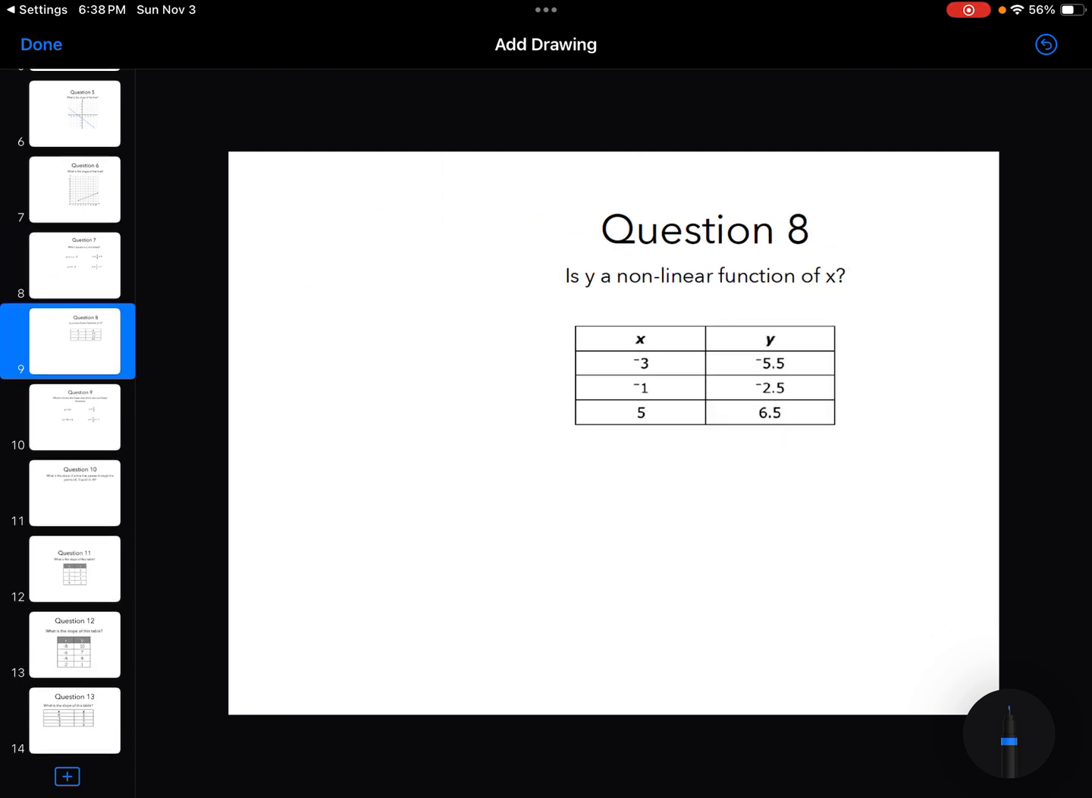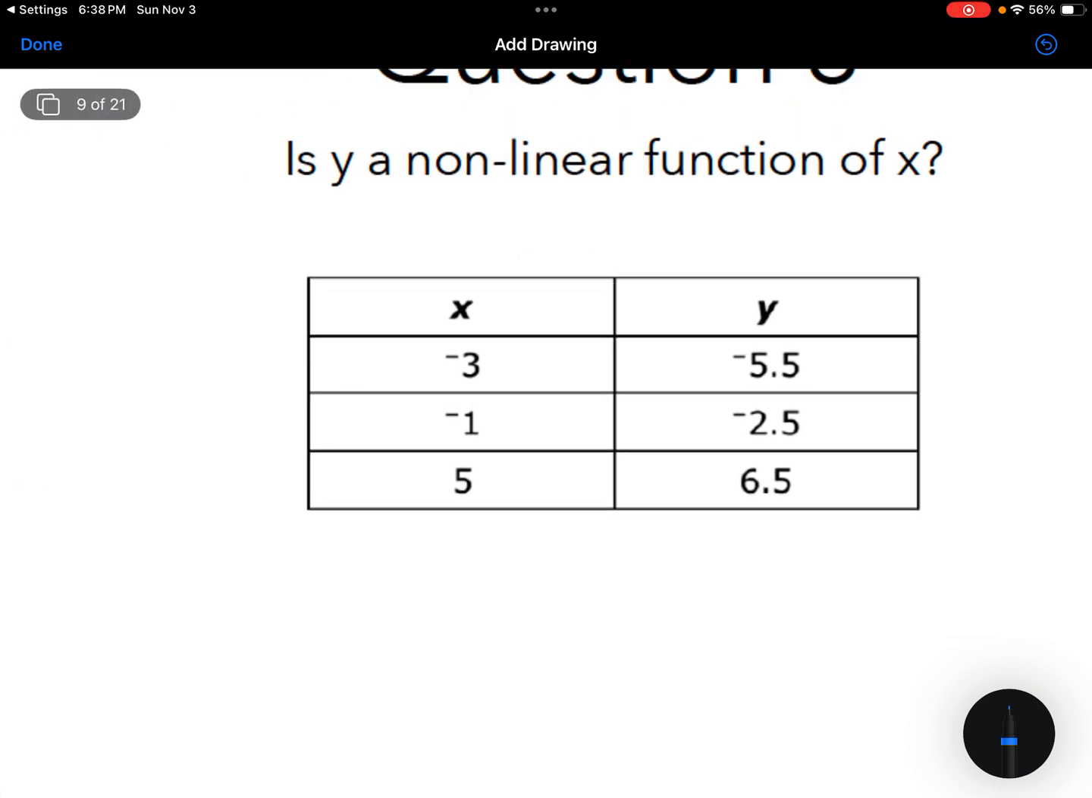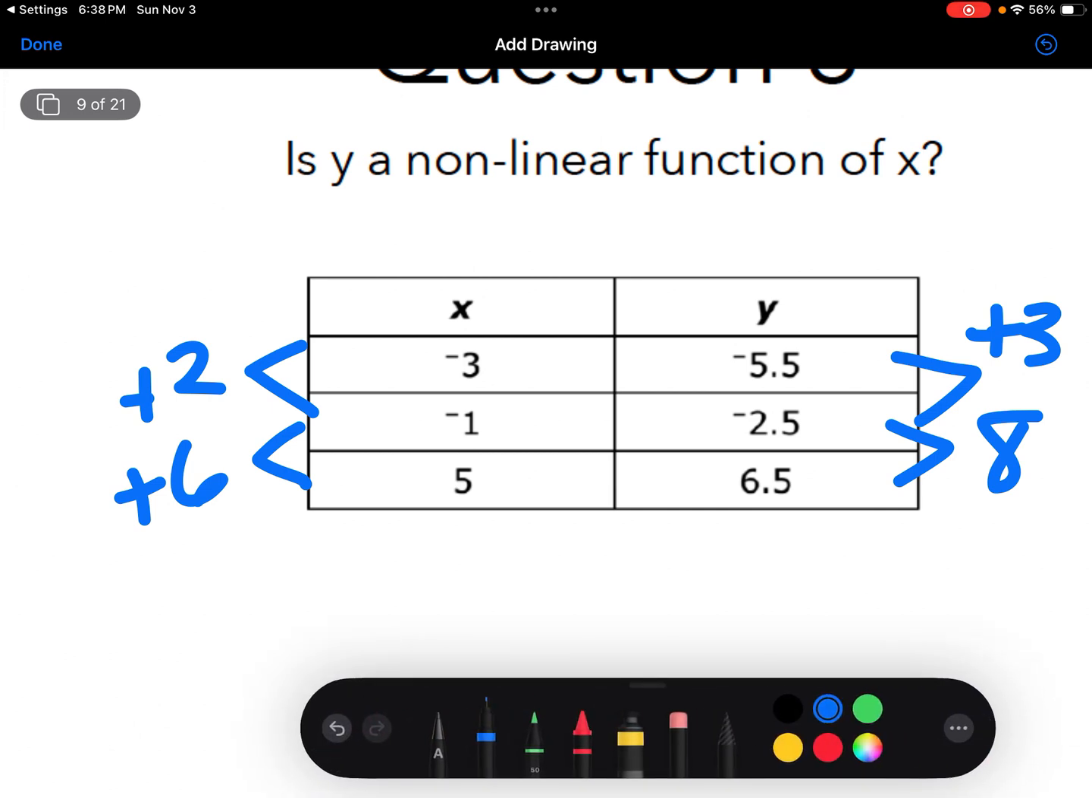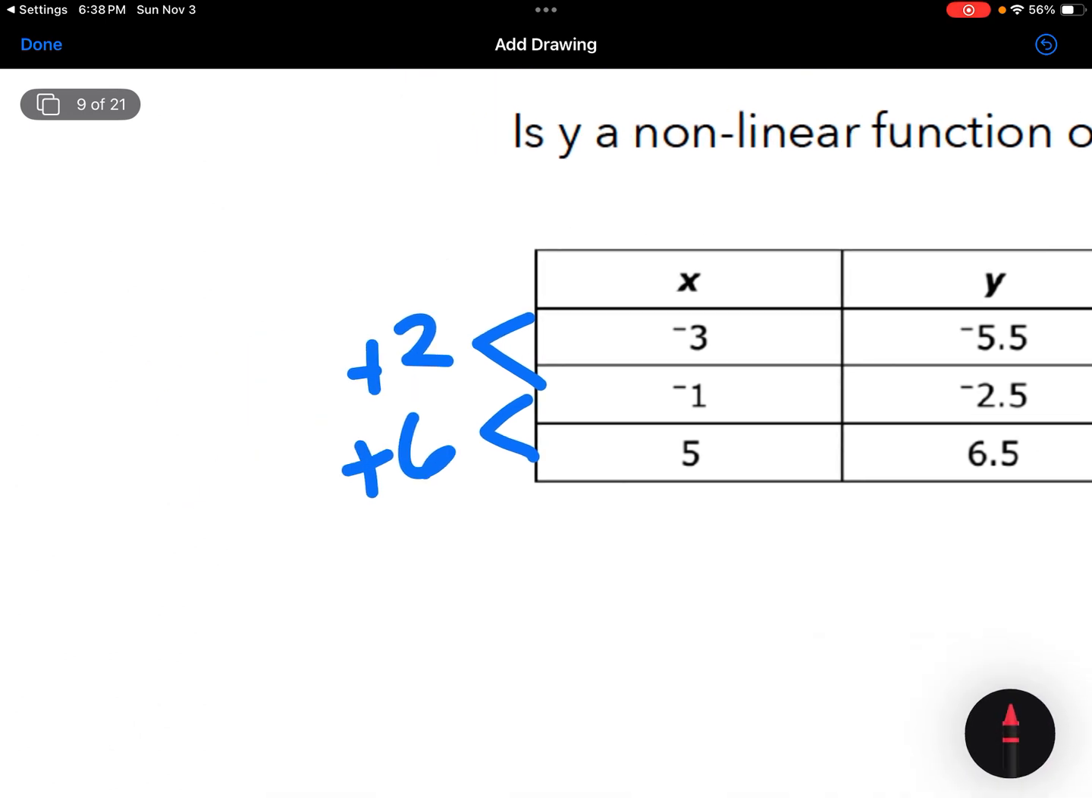Is y a nonlinear function of x? We want to check the change. This is going up by 2, and this one's going up by 3, and then it goes up by 6, and then this one goes up by 8. We want to check to see if it's going to be the same amount. If I look here, it's actually going up by 4.